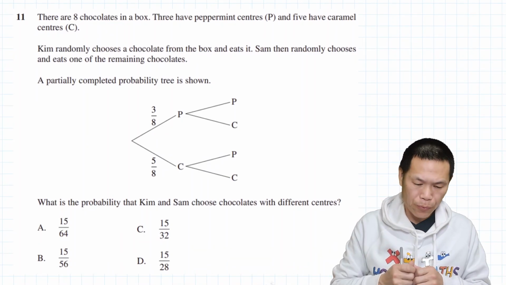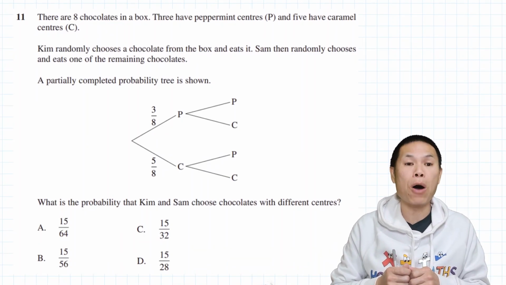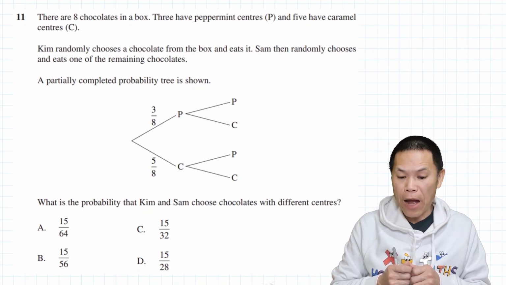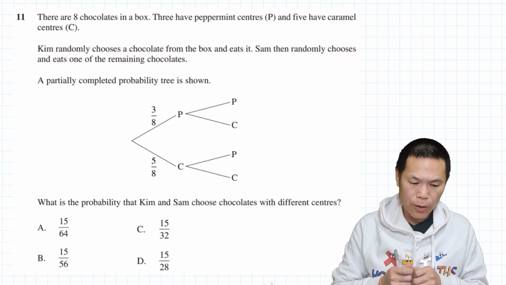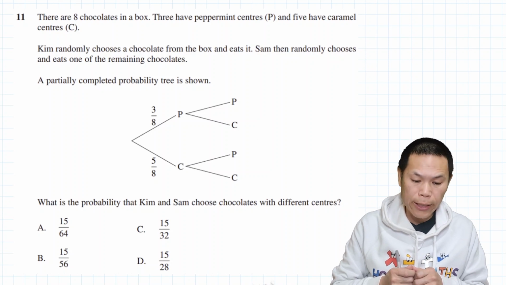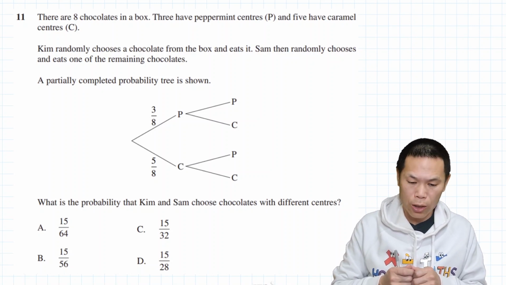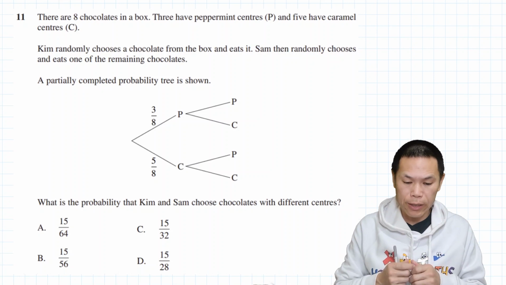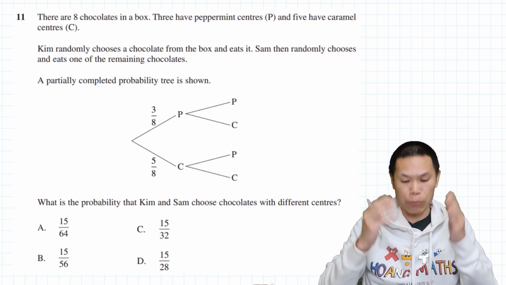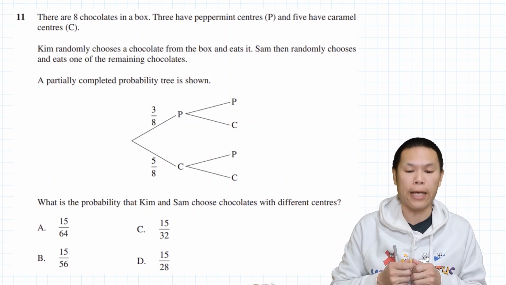Question 11. There are 8 chocolates in a box. 3 have peppermint centers and 5 have caramel centers. Kim randomly chooses a chocolate from the box and eats it. Sam then randomly chooses and eats one from the remaining chocolates. A partially complete probability tree is shown. What is the probability that Kim and Sam choose chocolates with different centers?